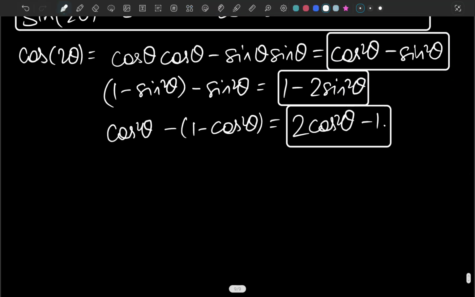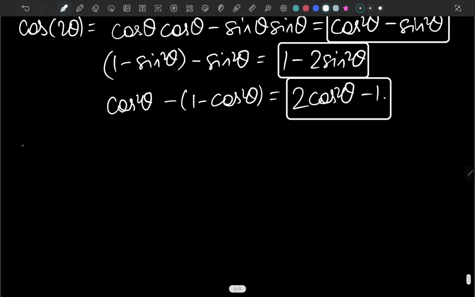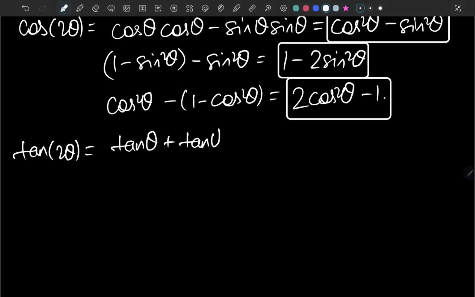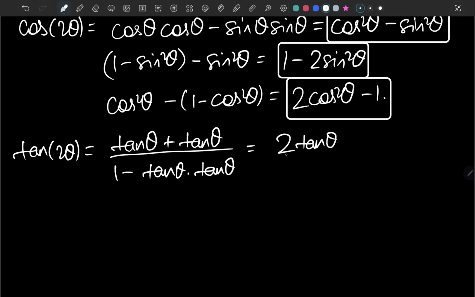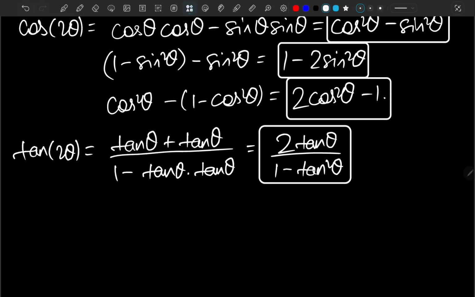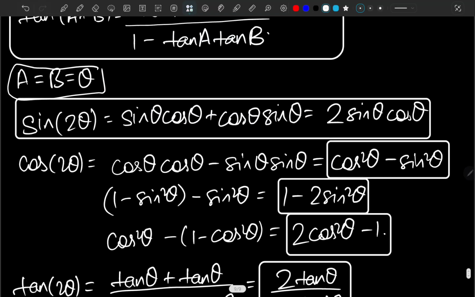Okay, now let's talk about the tangent one. So tangent of 2 theta equals tangent of theta plus tangent of theta over 1 minus tangent theta tangent theta. That's going to be 2 tangent theta over 1 minus tangent squared theta. Useful and important double angle formula, right? Wow, that's good, that's amazing.